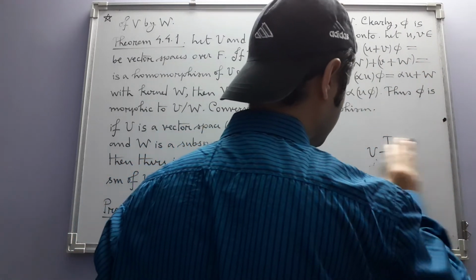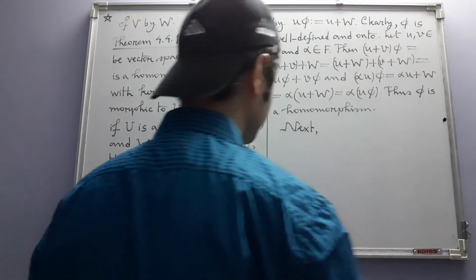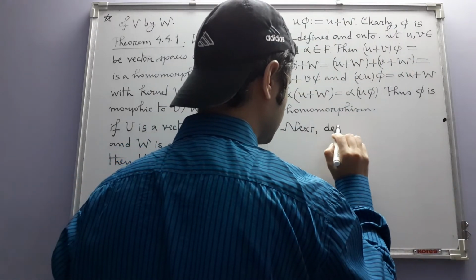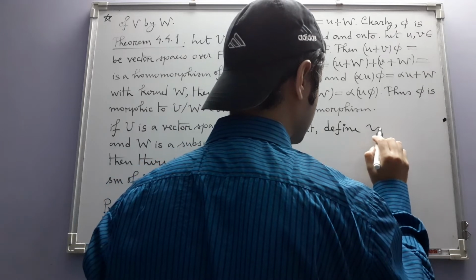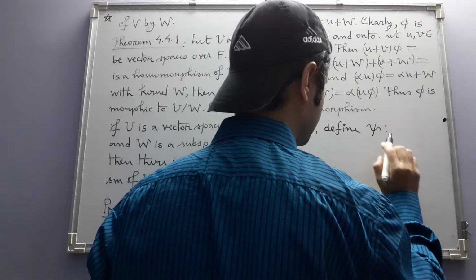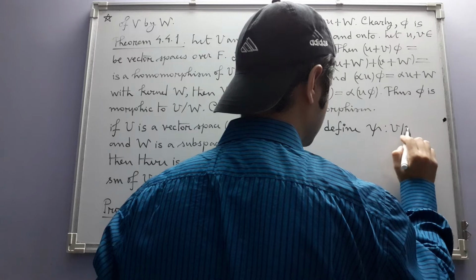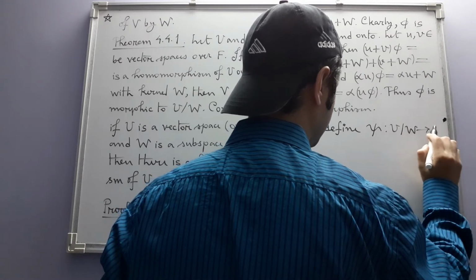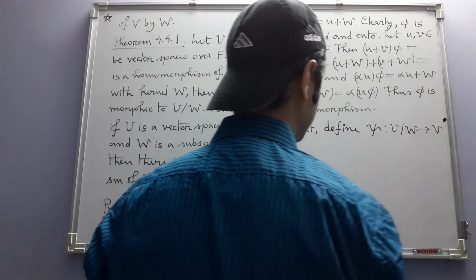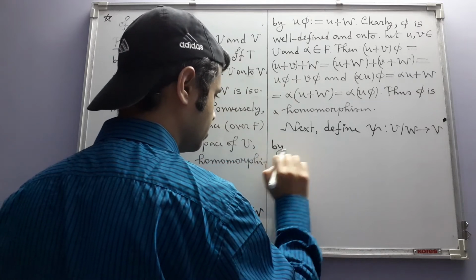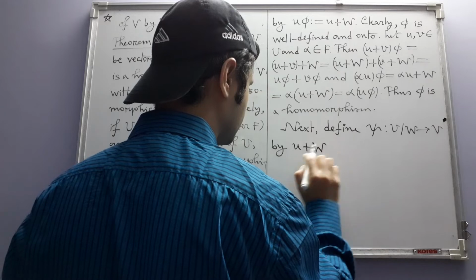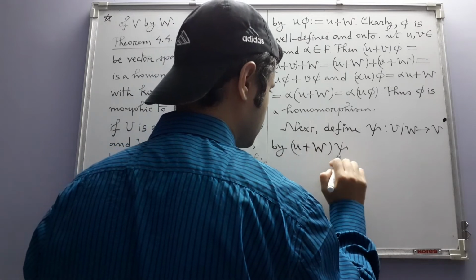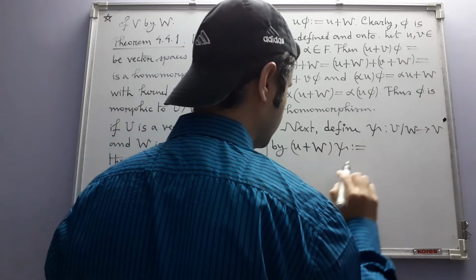Next, define a map psi from U by W to V by this rule.